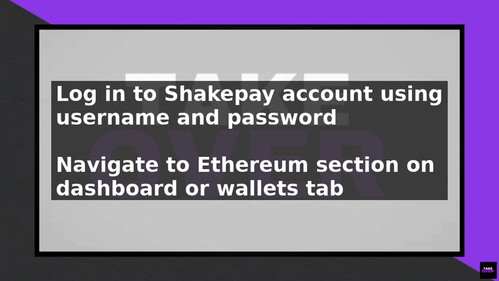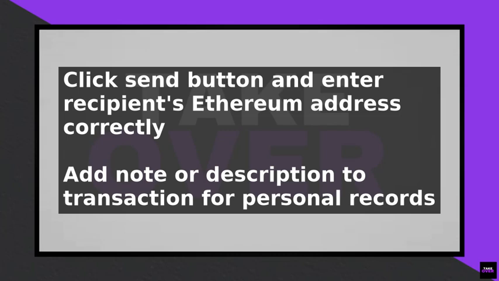Next, click on the Send button, which is typically located next to the Receive button. A new window will pop up where you need to enter the recipient's Ethereum address. Make sure to enter the address correctly as Ethereum transactions are irreversible. You can also add a note or description to the transaction for your own records.